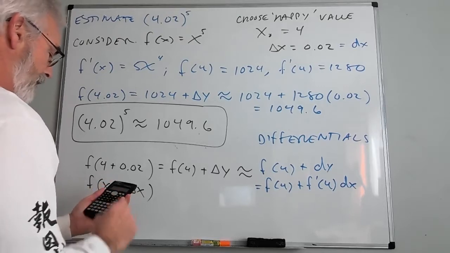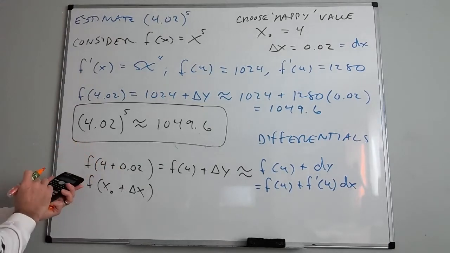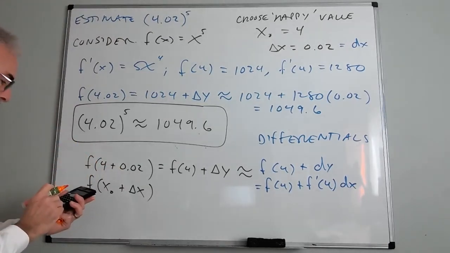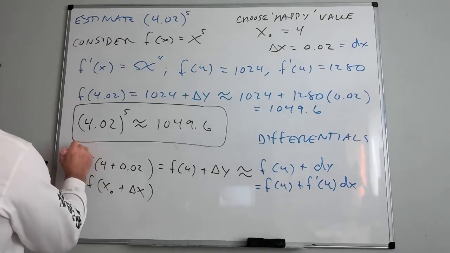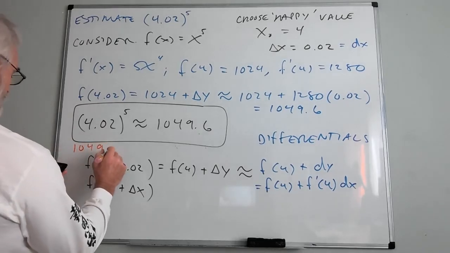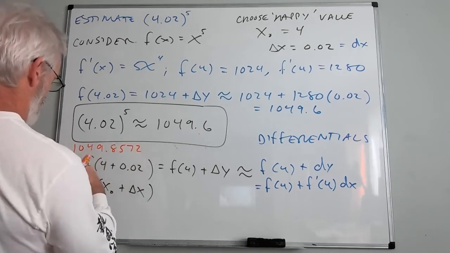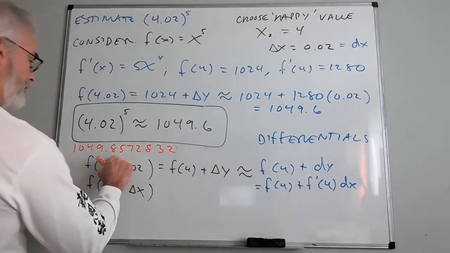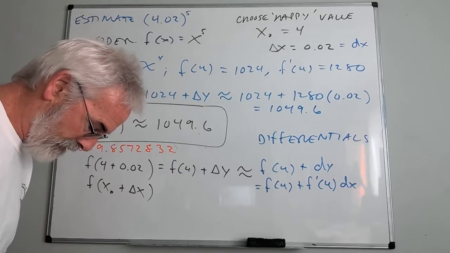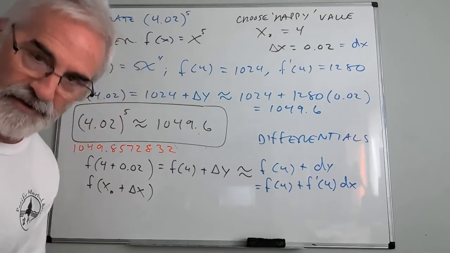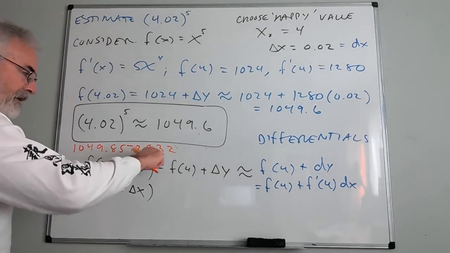4.02 raised to the fifth power is, whoops, just erased it. Raised to the fifth power is, there we go. 1,049.8572.832. 1, 2, 3, 4, 5, 6, 7. I lost a decimal somewhere. I don't know. Well, that's as far as my calculator will give me. My graphing calculator would give me more decimals. This is the actual value if I use my calculator.